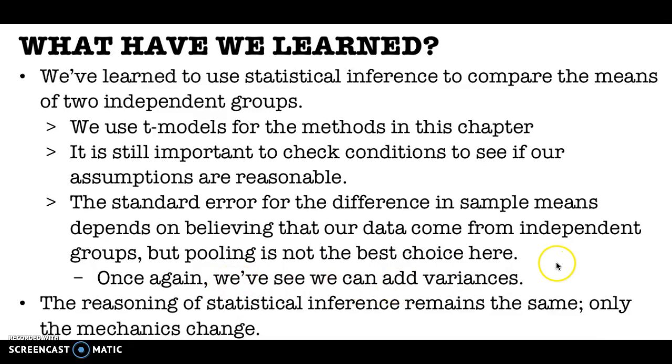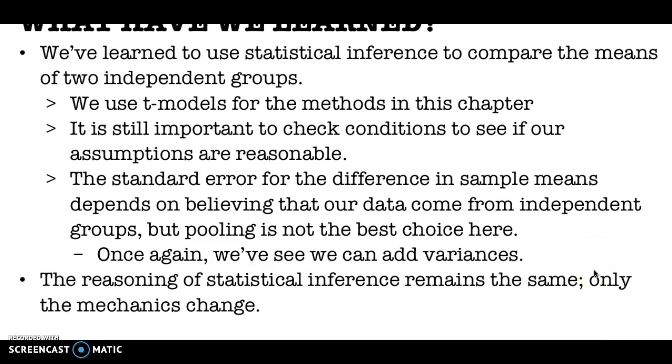Once again, we've seen we can add variances. What I'm talking about here is that when you find the standard error of the difference of two means, you end up adding them. Remember, you take the square root of s1 squared over n1 plus s2 squared over n2. So the reasoning of statistical inference remains the same; only the mechanics change.